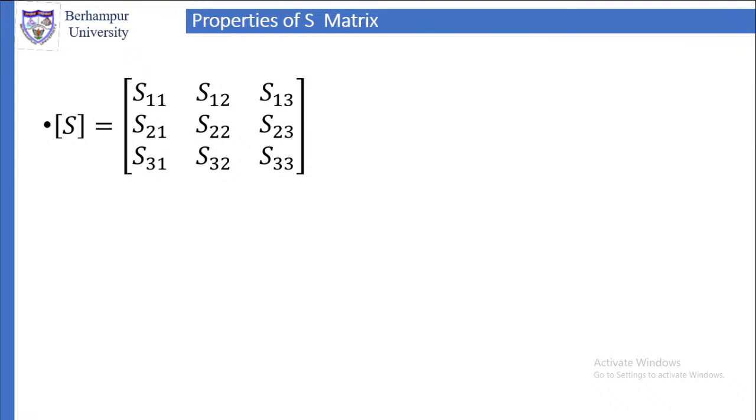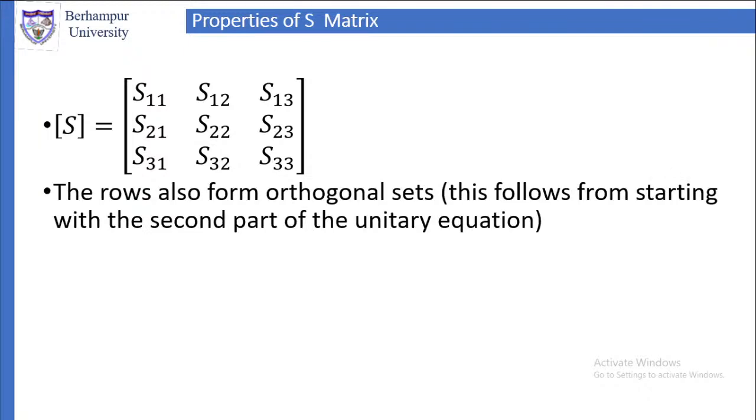Now let us look at other properties of the S matrix. Let us consider a 3-port network. S is equal to S11, S12, S13, S21, S22, S23, S31, S32, S33. That is the S matrix. Now if you look at this, the rows always form an orthogonal set. Each row forms an orthogonal set.